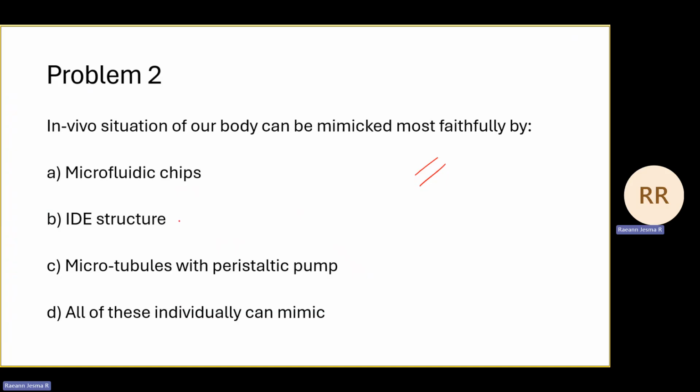Okay, so IDE structure we can use to characterize the electrical impedance. Other than that, it cannot do anything much. So this is wrong. Okay. And then microtubules with peristaltic pump and microfluidic chips. So these are the two options which are feasible. So the correct answer is microfluidic chips.